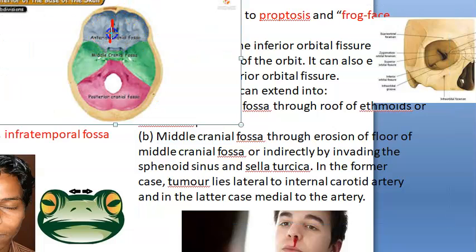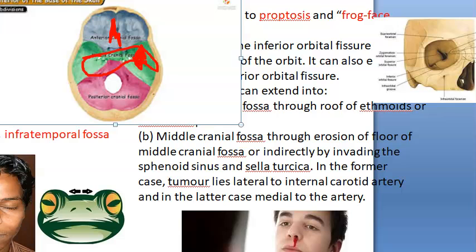So first they said anterior cranial fossa via the cribriform plate. Then middle cranial fossa, how is it entering? Through erosion of the floor of the middle cranial fossa. The bone itself is eroded, looks like. The floor of the middle cranial fossa is eroded. It can erode, or indirectly it can come by invading the sphenoid sinus and sella turcica.